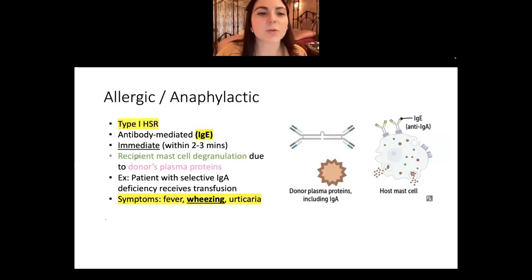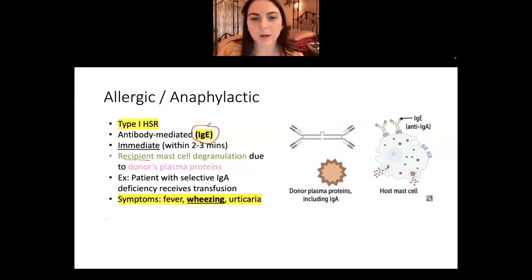What happens here is the recipient's mast cells are degranulating due to the donor's plasma proteins. It's kind of like allergies, right? Instead of a donor, it would just be a foreign antigen that causes the recipient's mast cells to degranulate. The classic example, which was actually a question I brought in yesterday, is selective IgA deficiency. You don't know you have it, you get a transfusion that sensitizes you, and with the next transfusion you get mast cell degranulation.